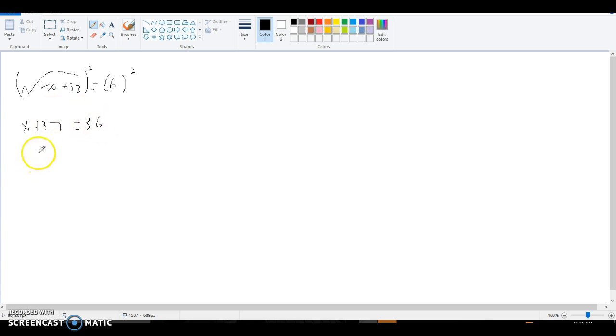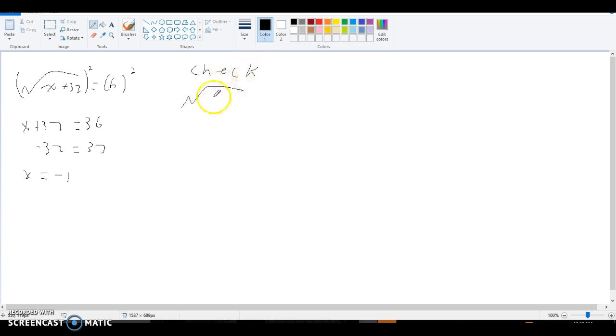So now we're going to start solving for our variable. So we're going to subtract 37 from both sides. And we get x equals -1. Now, a negative number is allowed under the square root as long as your whole number under the square root is not negative itself. So we're going to check our solution.